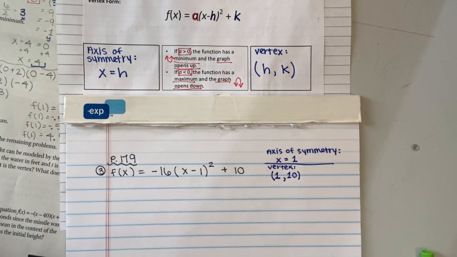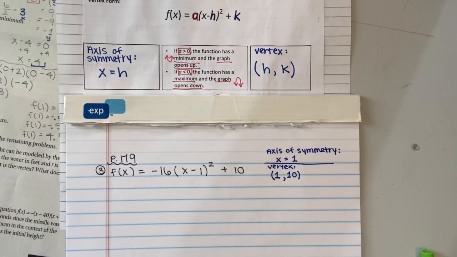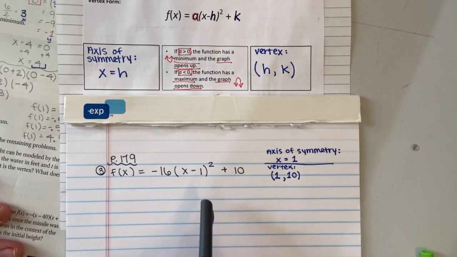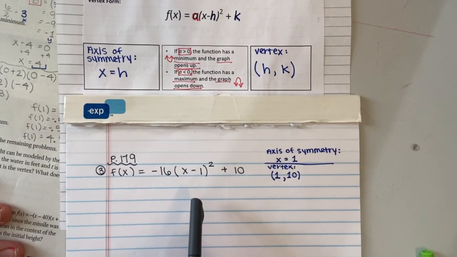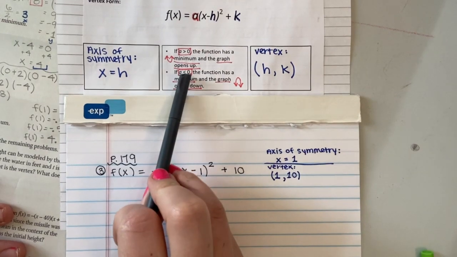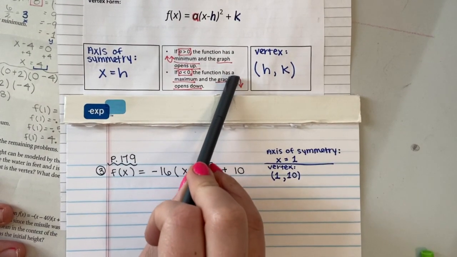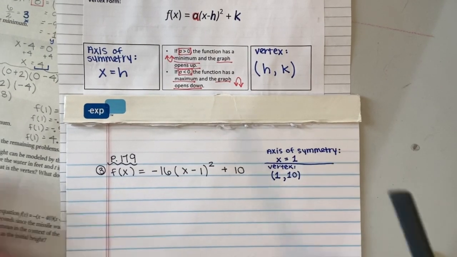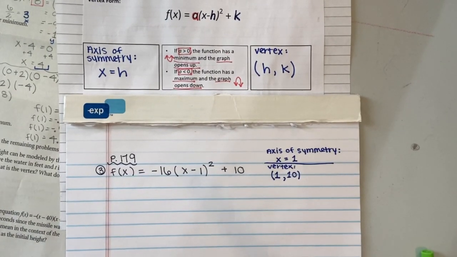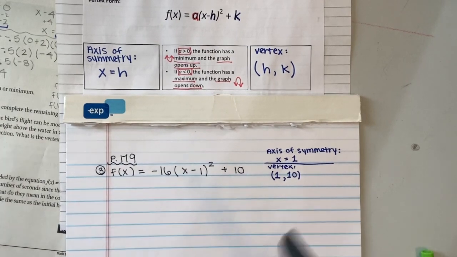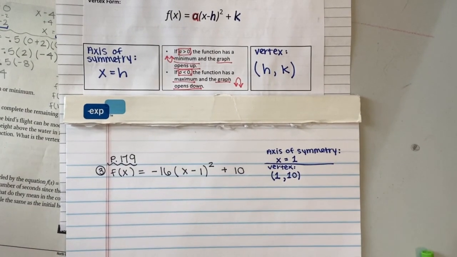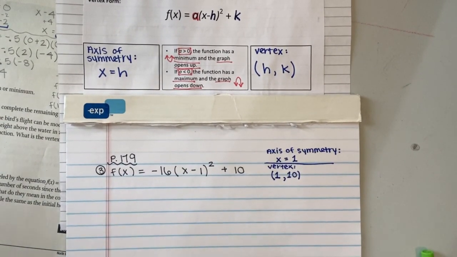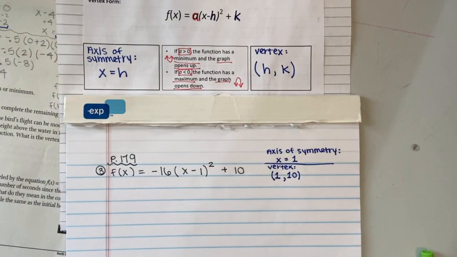And looking at this, I know that it has a maximum because a in this example is negative. And remember that a negative a value means that my graph opens down, which means that I have a maximum. So that is actually all of the questions that it asks us on page 179. But I also want to show you how you would just rearrange this equation to be in standard form.